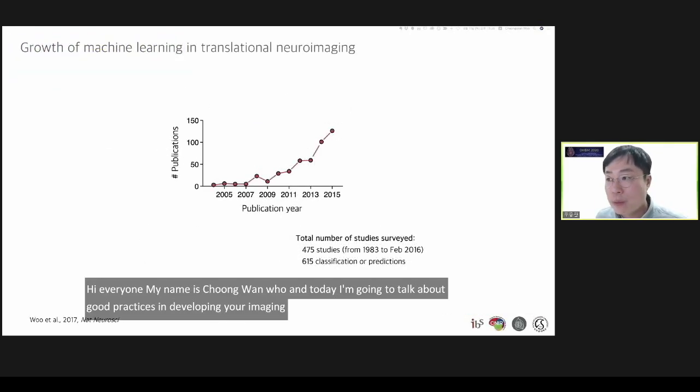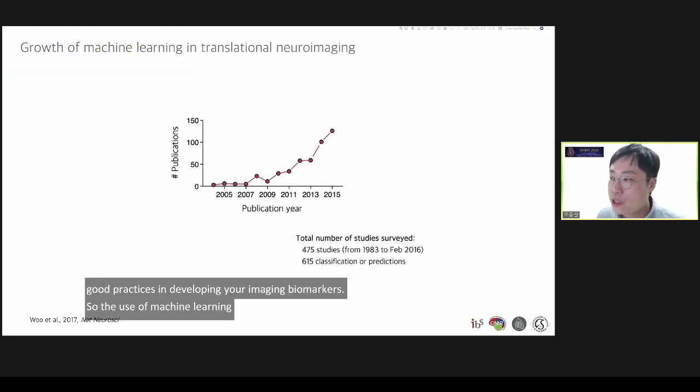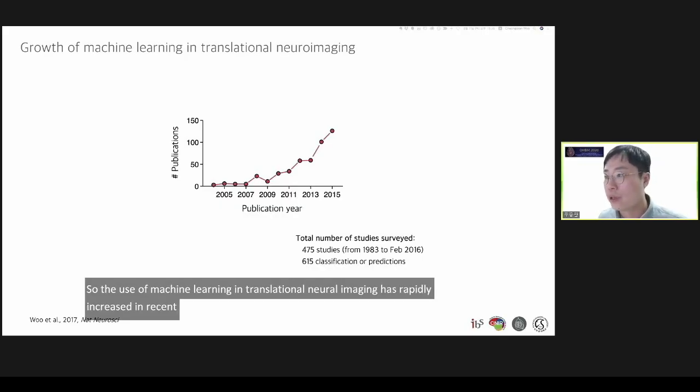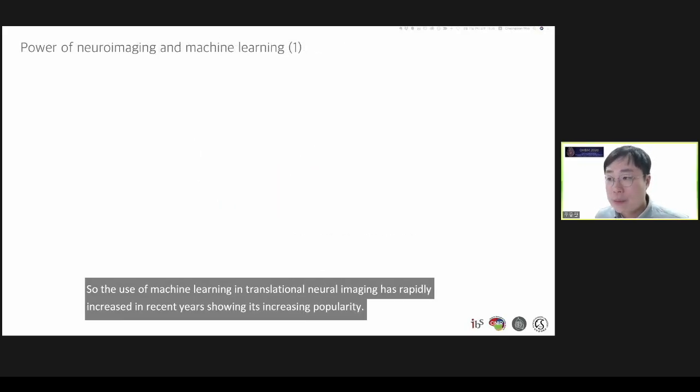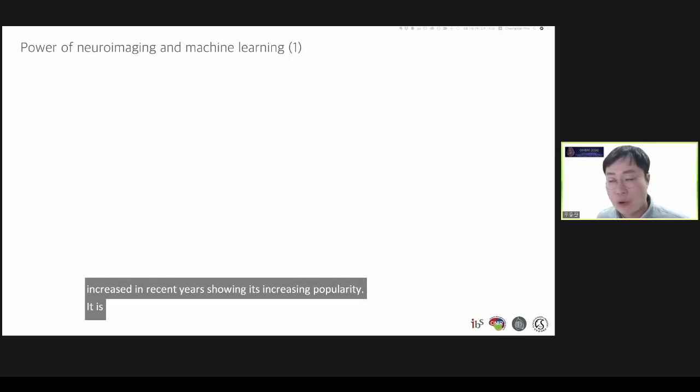So the use of machine learning in translational neuroimaging has rapidly increased in recent years, showing its increasing popularity. It is mainly because of the power of neuroimaging and machine learning techniques.